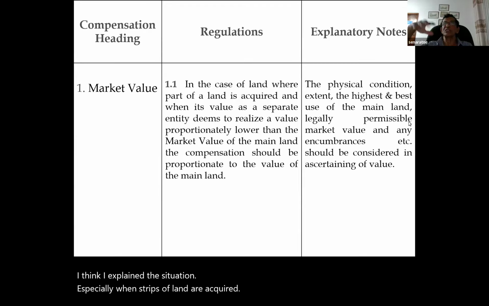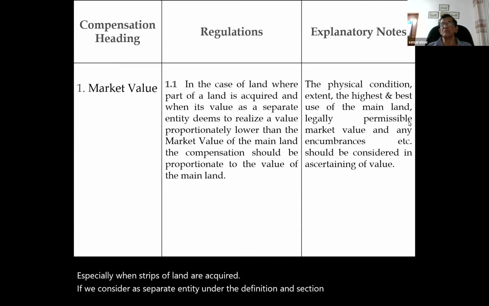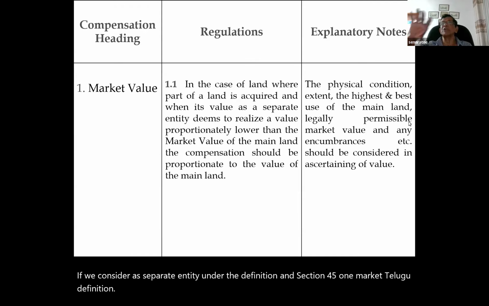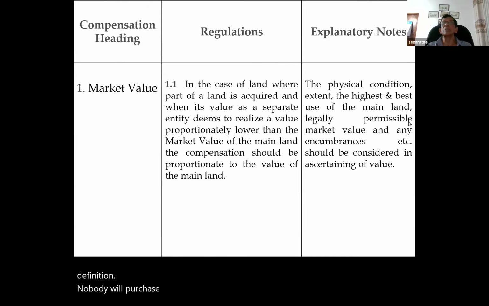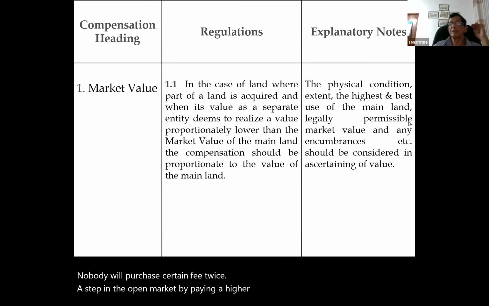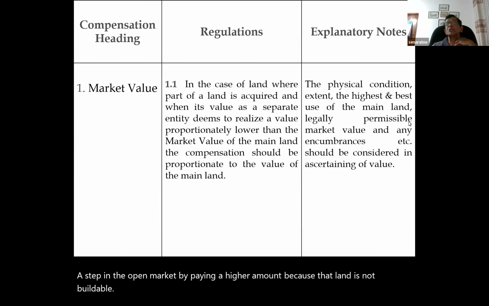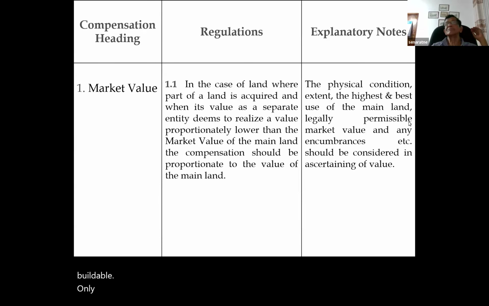If we consider it as a separate entity under the definition of market value under section 45(1), nobody will purchase a 10 feet wide strip in the open market by paying a higher amount because that land is not buildable. Only for agricultural purpose you can use it. Right?